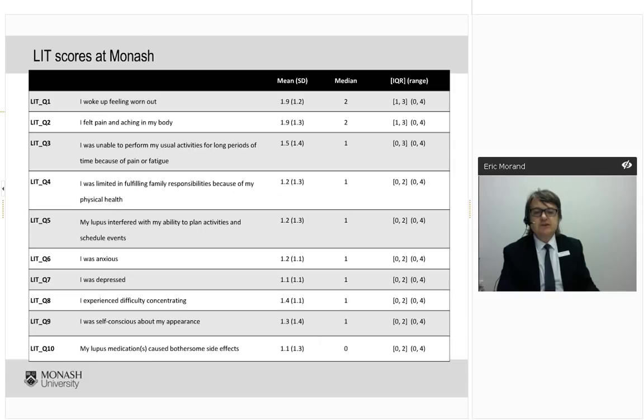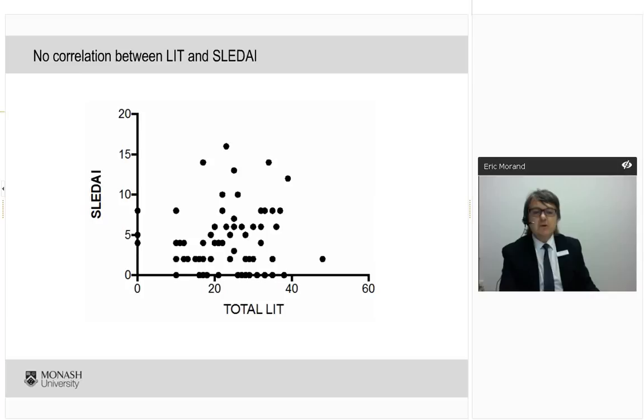Now, we've done this at Monash in a small subset of our patients, and here are the scores that we get in these various domains. And in these measurements, a low score is bad. So the presence of these low scores means that patients are not doing well in relation to these domains. Now, it means that the quality of life of our lupus patients is not good. Now, what this slide shows is a correlation between this patient-measured outcome, the LIT, and the doctor-measured outcome, the SLEDAI.